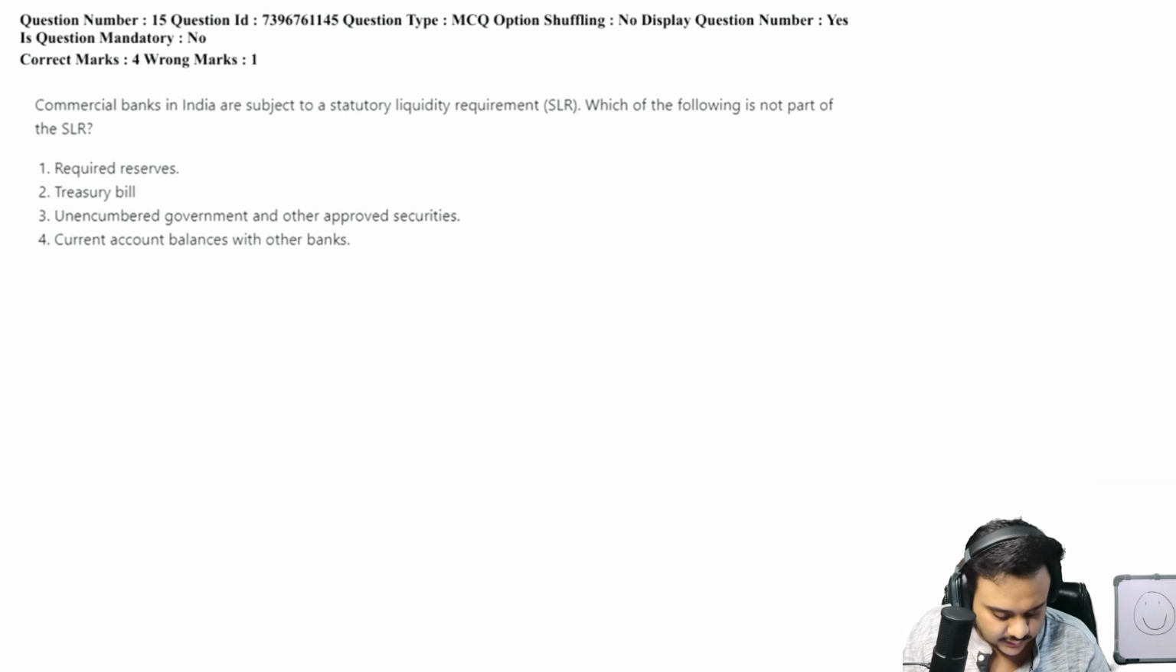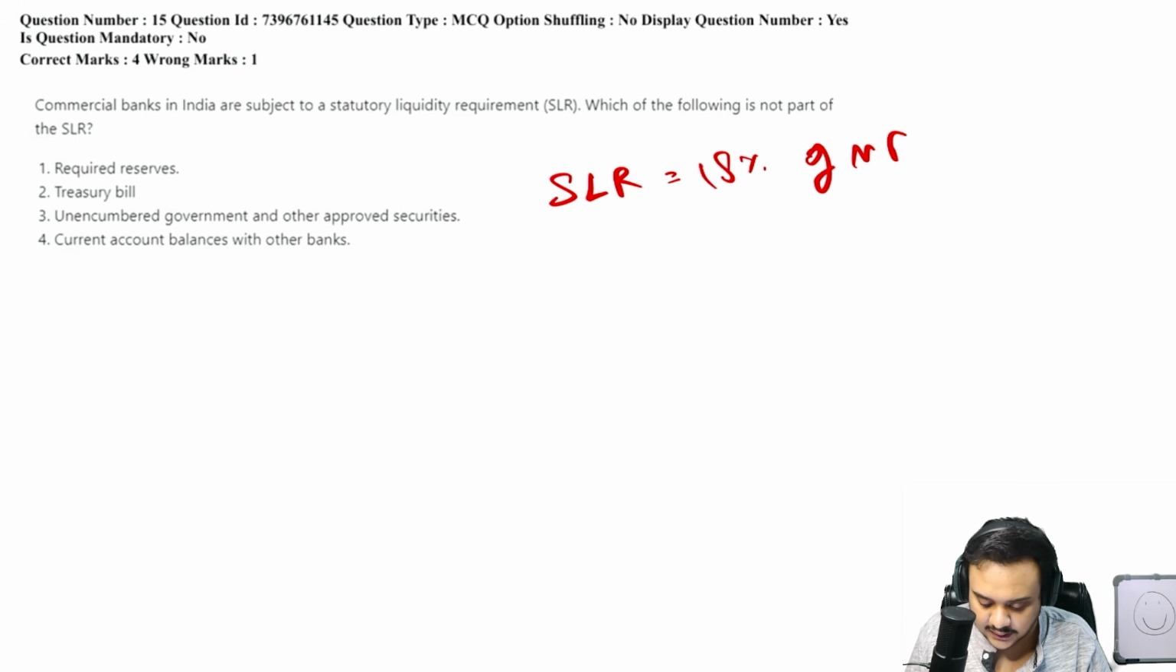Then the 15th one is saying that commercial banks are subject to statutory liquidity requirement, or just SLR. Which of the following is not part of the SLR? Required reserves, treasury bills, unencumbered government and other approved securities, current account balances with other banks. So you already know, there is not a lot that I can add here. SLR currently is rated at 18% of net demand and time liabilities. It is to be kept with the bank itself.